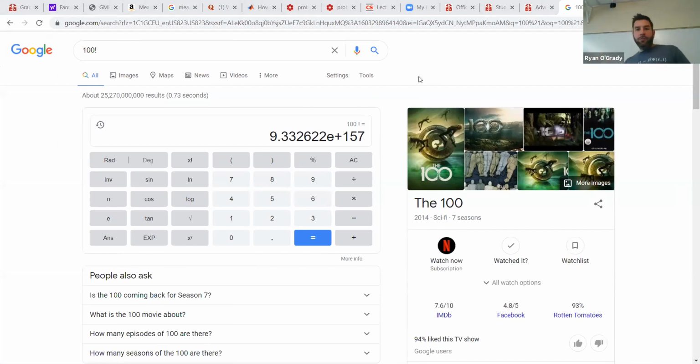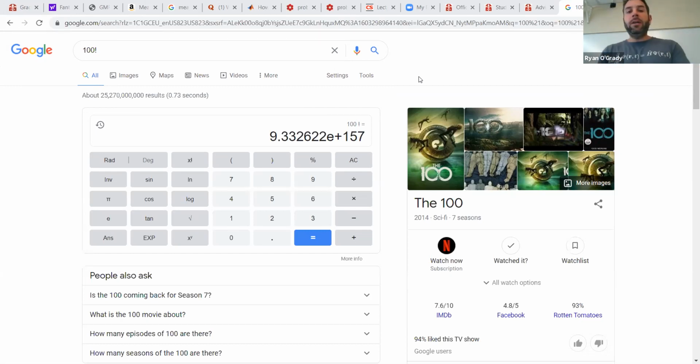What this number says, for those of you who forget what we mean by scientific notation, is 9332622 with 157 zeros. Do you think that this number has 157 zeros at the end of it? That would seem highly unlikely. So what Google's doing here is Google doesn't have enough memory allocated to give us the exact number. So it rounds.